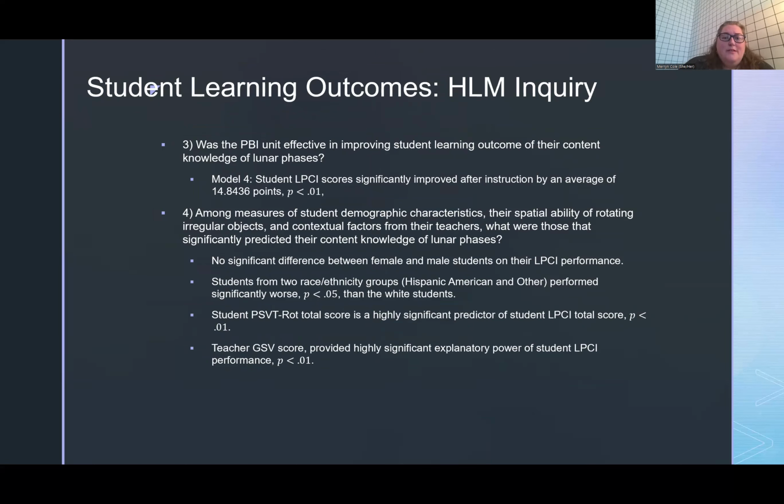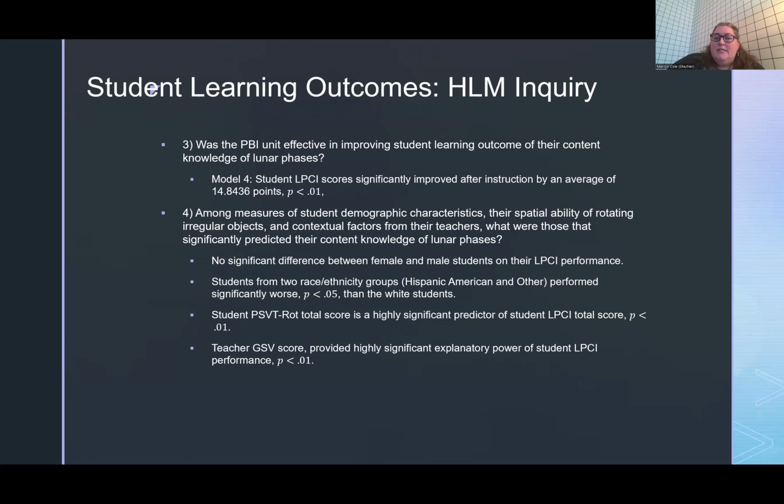Students from 2 race ethnicity groups, Hispanic American and other, and all of the race ethnicity groups were self-reported data. These 2 groups performed significantly worse than their white classmates. We don't have a concrete, definite explanation for this finding, although we wonder it could be related to things like language. For instance, if some of the Hispanic American students were English language learners, then it would make sense that they may struggle with instruction or the assessments.